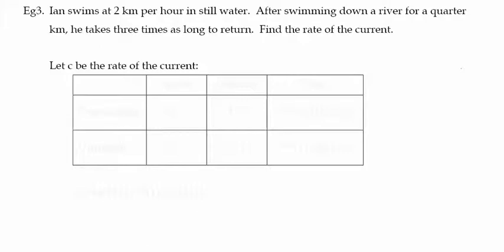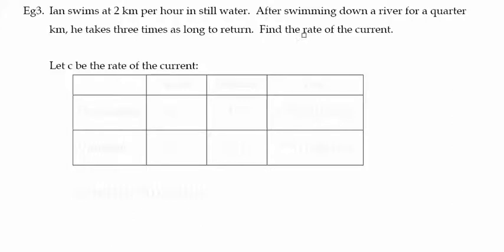So here in example number 3, I have Ian swimming at 2 km/h in still water. But when you are swimming in a river, you need to either swim with the current or swim against the current. After swimming down the river for a quarter km, he takes 3 times as long to return. Find the rate of the current.